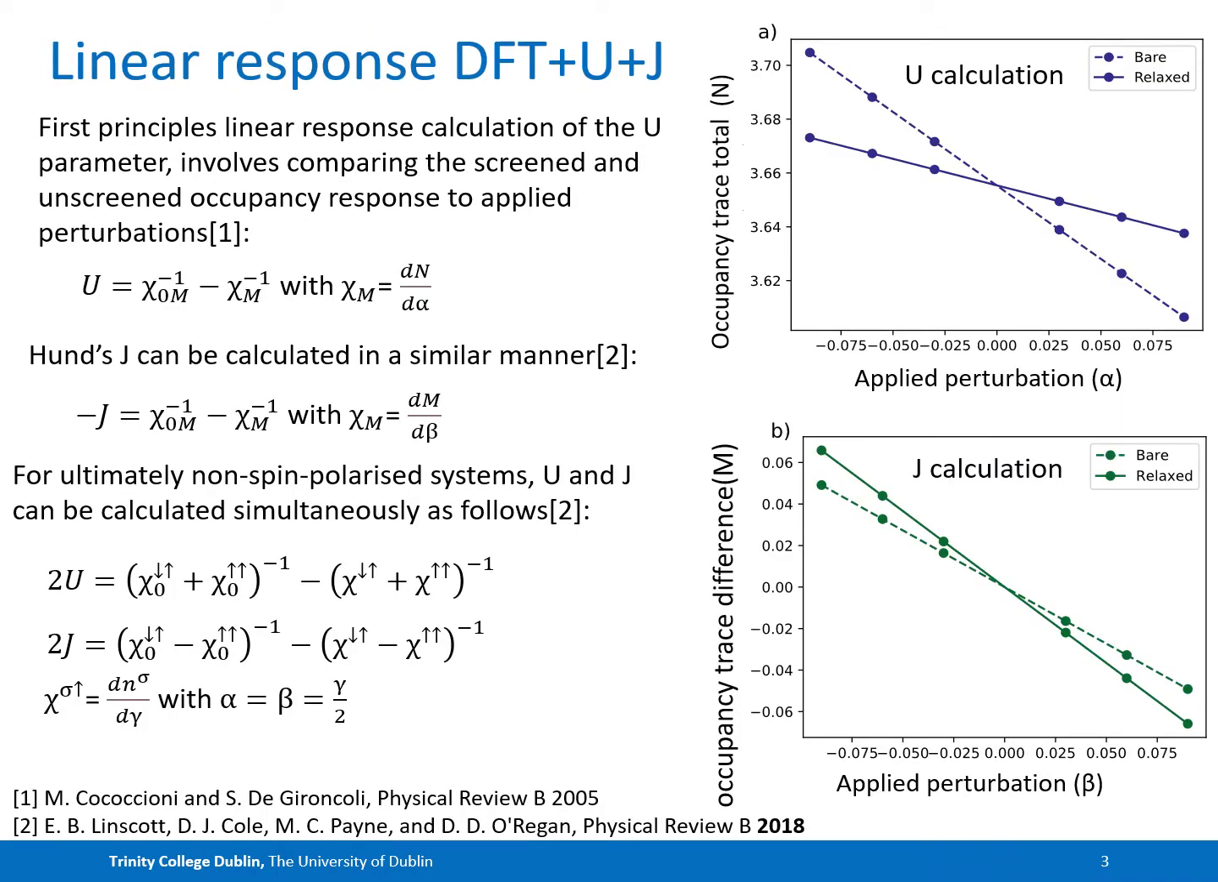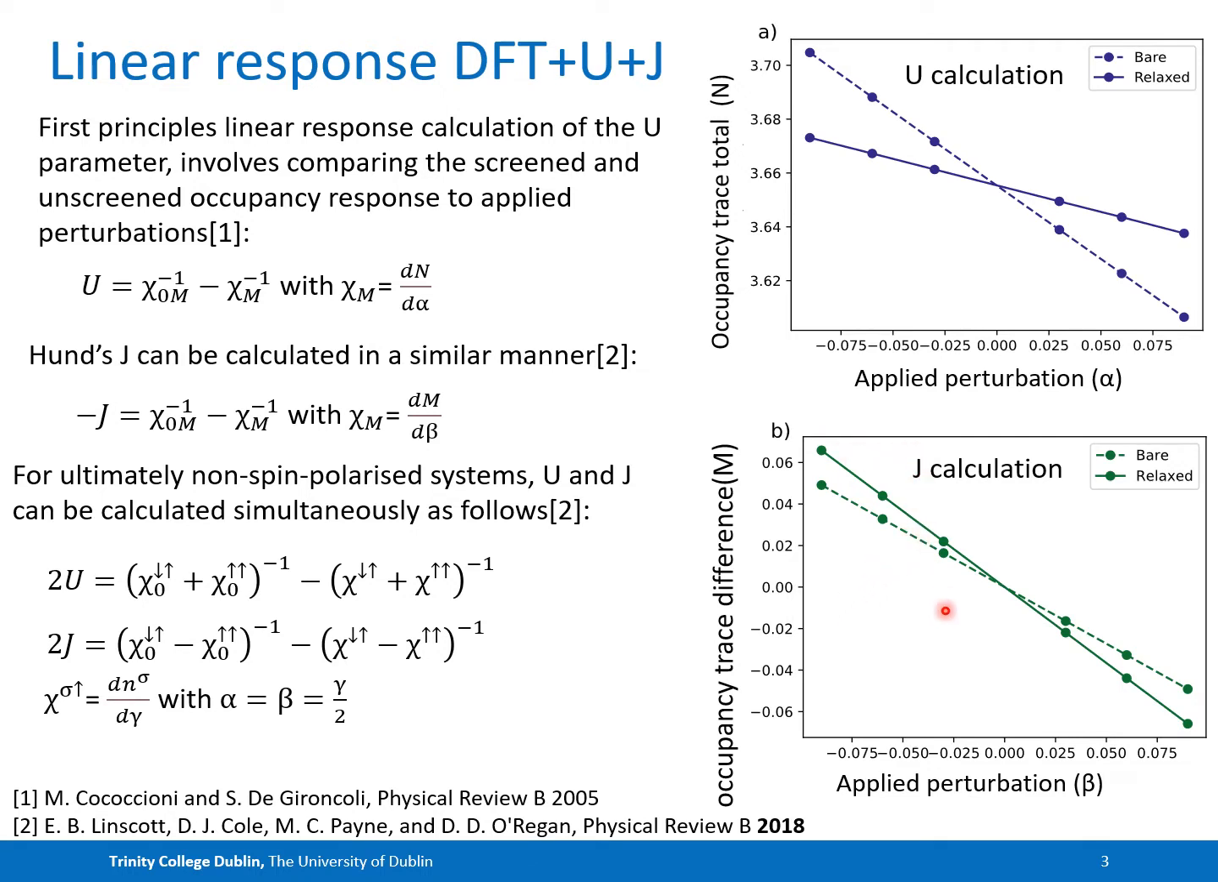The most common methodology used to do first principles U and J corrections is the linear response method of Cococcioni et al. So this involves you pick a subspace, you apply a perturbation to it, and then you observe the effect on the total trace of your occupancies, both before and after it's screened by the surrounding electrons. You look at the slopes at several different perturbation values, and then from that you get your U correction value. You can do the same thing with J, as other researchers have found out.